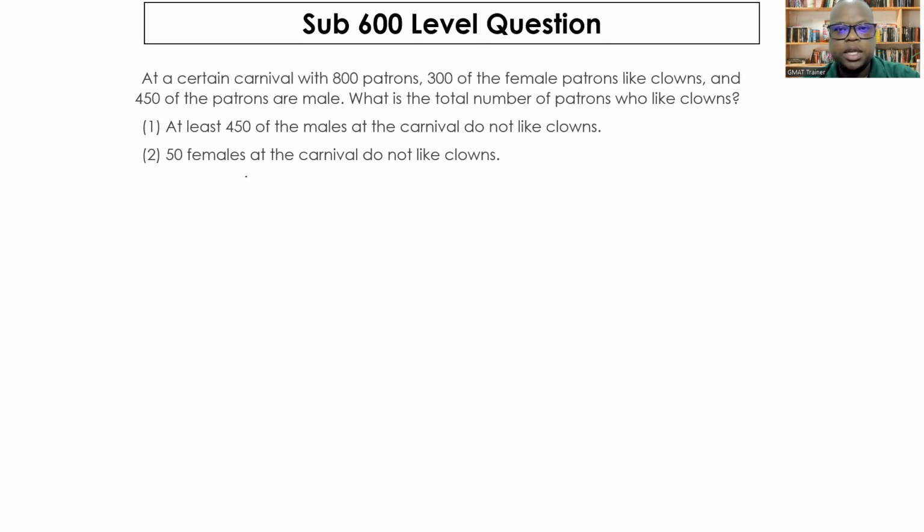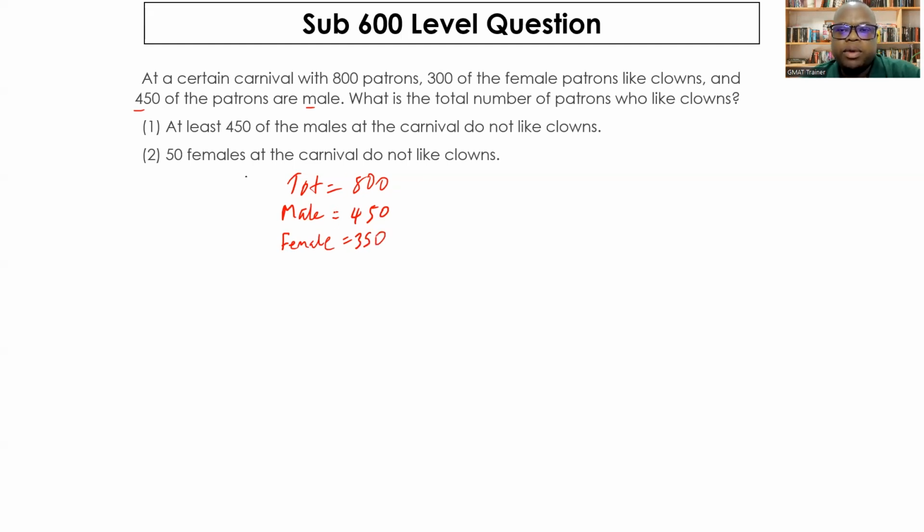Let's start from here. The total number of patrons is 800. Then we have females who like clowns, 300. And there are 450 of the patrons who are male. So of all these 800, the males are 450. If 450 are male, how many will be female? Female will be 800 minus 450, which gives 350 females.